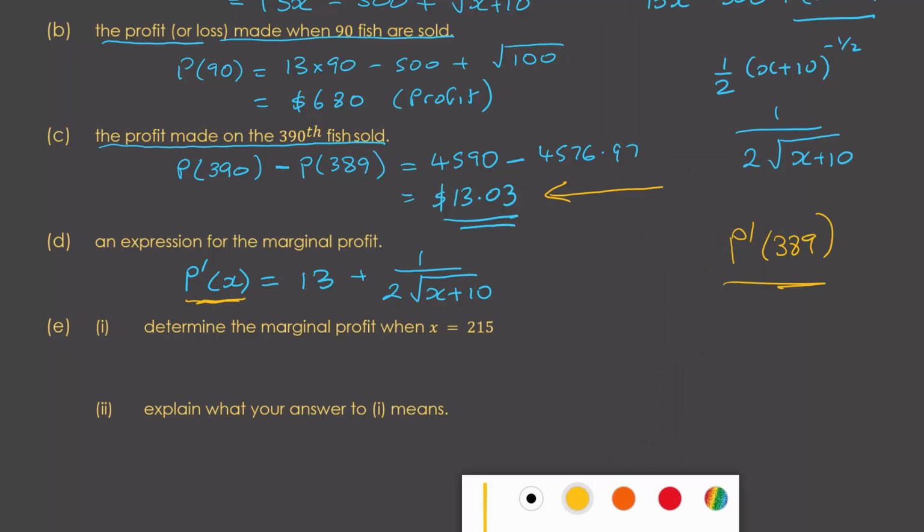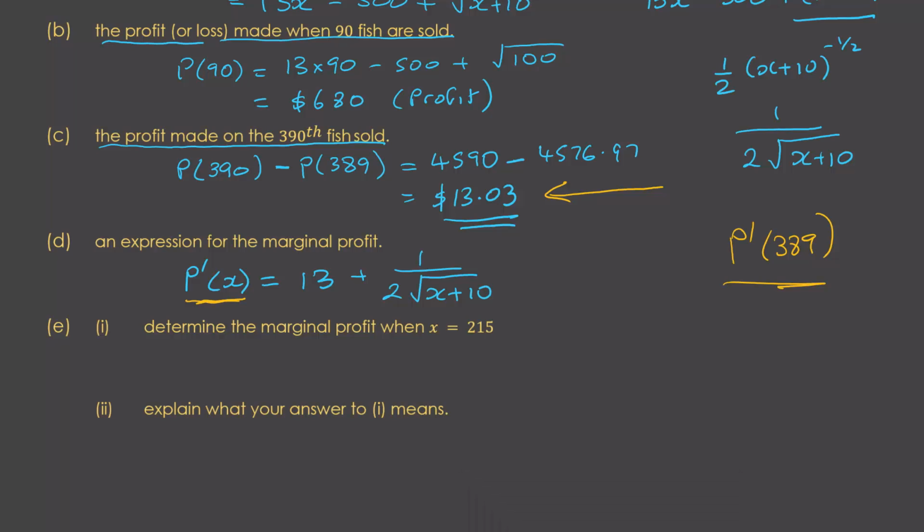If you think back to when we looked at small increments, small changes, this is estimating the value at the next integer value up using a tangent. So when we did the calculation here, we did it exactly. We went from 389 and we worked out the value at 390, and the difference between those was 13.03. What we're doing with the marginal profit is using the tangent to give us that approximation. And in this case, it's a very good approximation.